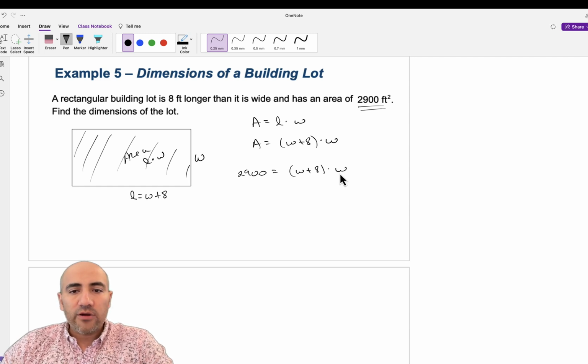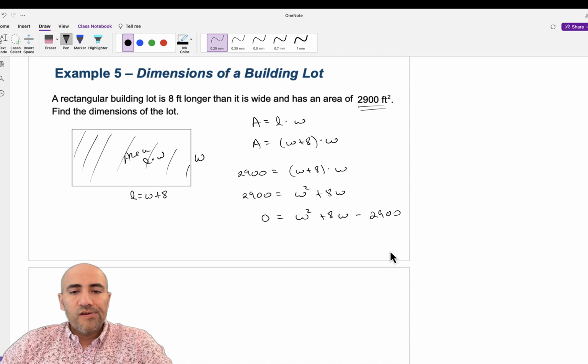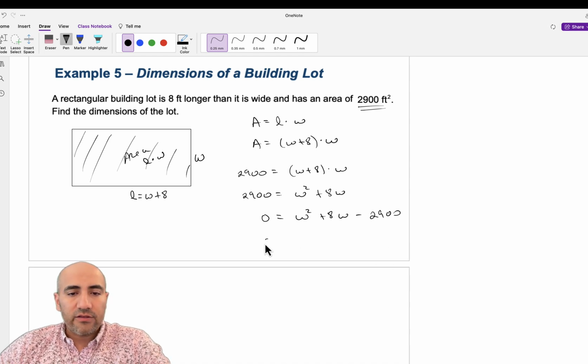Okay, so this is a quadratic, because if I distribute this W, I'll get a power 2. So let's turn it into a quadratic in standard form. So I'm going to distribute the W, squared plus 8W, and then move everything to one side. So I'm going to move this over here, and I'll end up with 0 equals W squared plus 8W minus 2,900. Good, and now I want to factor this guy.